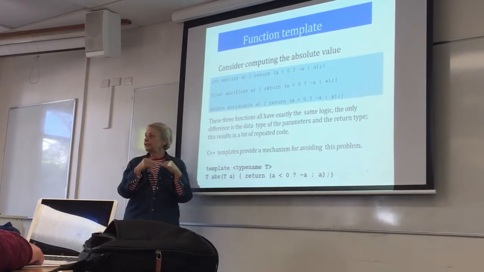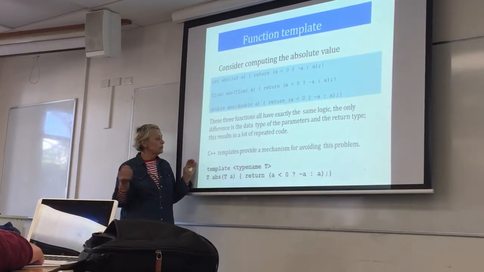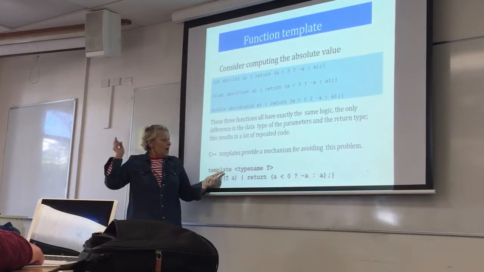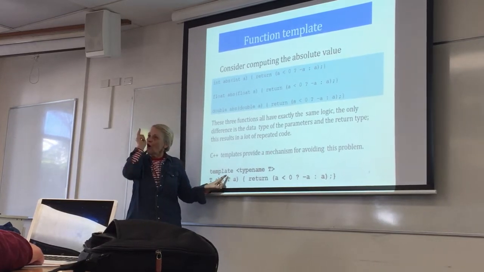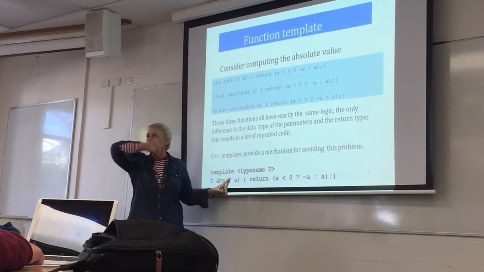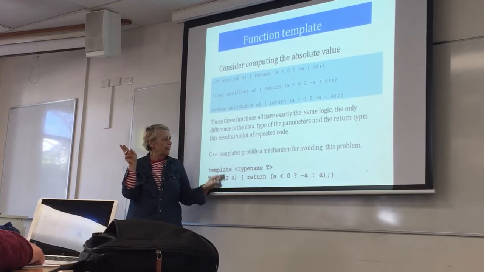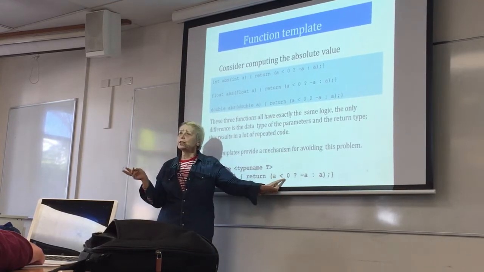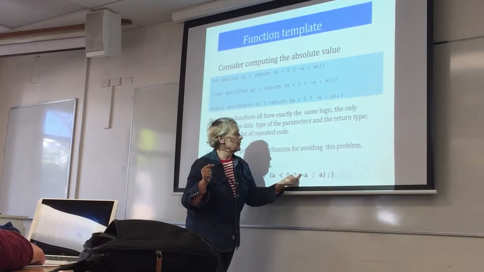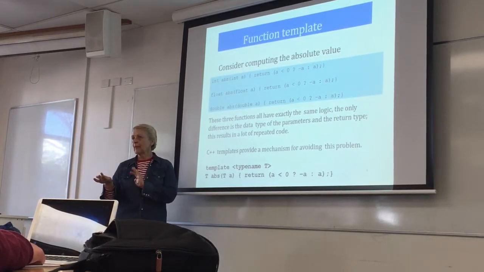And now this is what a template is. We can write a single function, we use the same name, and it takes an argument of a type. We don't know what that type is. It can be int, float, double, doesn't matter. But for that type, we have some constraints. That type has to be a numerical type because it has to compare to 0 and has to provide the unary operator minus, the opposite.